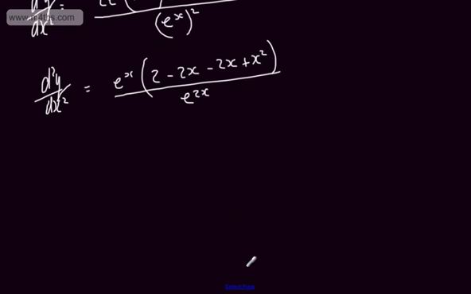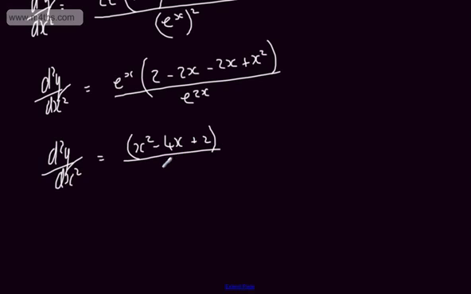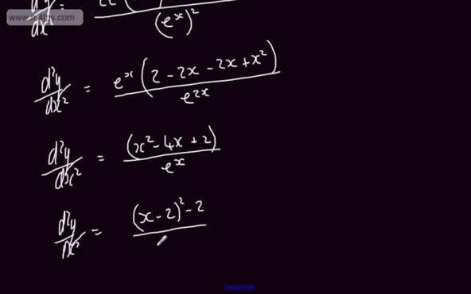I'm just seeing in terms of what this would do. Let's tidy this up. I'm just thinking out loud here. d2y by dx squared is going to be, the e to the x will cancel, so we're going to have x squared minus 4x plus 2 in the numerator, over e to the power of x. And I suppose you could write that in different forms and make it look a little neater. If you wanted to complete the square, d2y by dx squared would be x minus 2 all squared, and then minus 2, over e to the x.